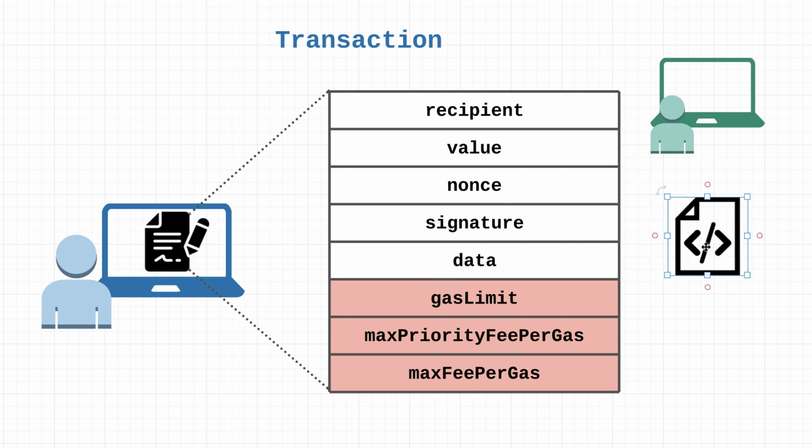When the recipient is a contract account, that transaction is going to trigger the code in this contract to run or execute. The value field in a transaction, you can probably guess, is just the amount of Ether that you want to send to the recipient. And the recipient in this case can be both the EOA or a smart contract.